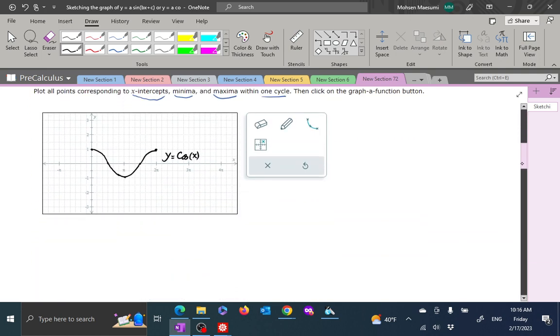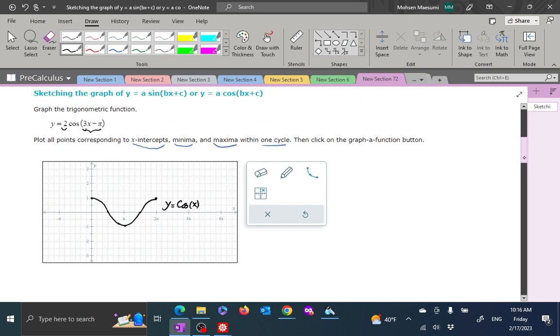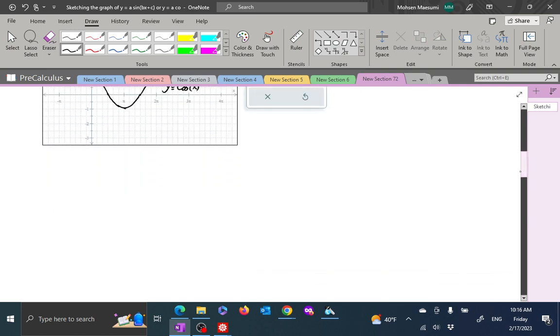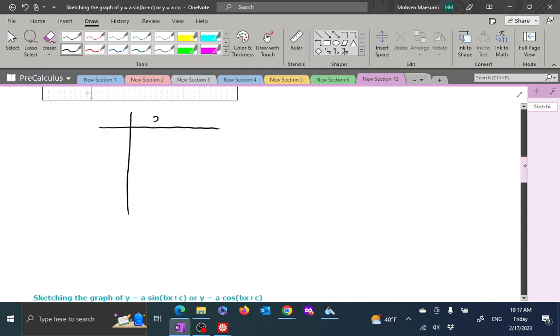So if we want to do this by point tracking, we go through steps just like before. So we make a table. I have this, what is that? We have 3x minus pi.